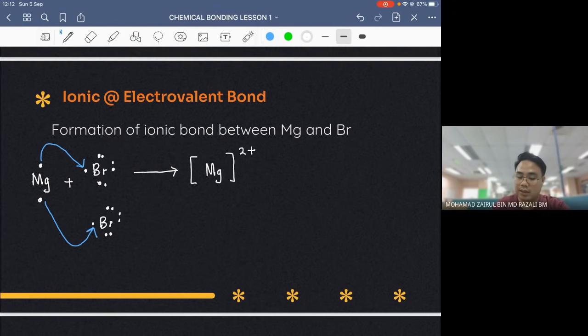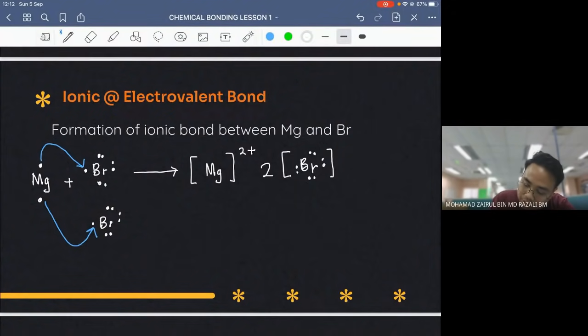Okay, since kita ada 2 bromine, kita tulis 2 besar-besar. Kita buat square bracket bromine. So bromine sekarang dah ada 8 valence elektron sebab dia dah dapat daripada magnesium. Dan since each bromine only receives 1 electron, so dia punya charge hanyalah minus. Okay, ini adalah if the question asks you to show the formation of the ionic bond by using Lewis dot symbol, awak buat macam ni.